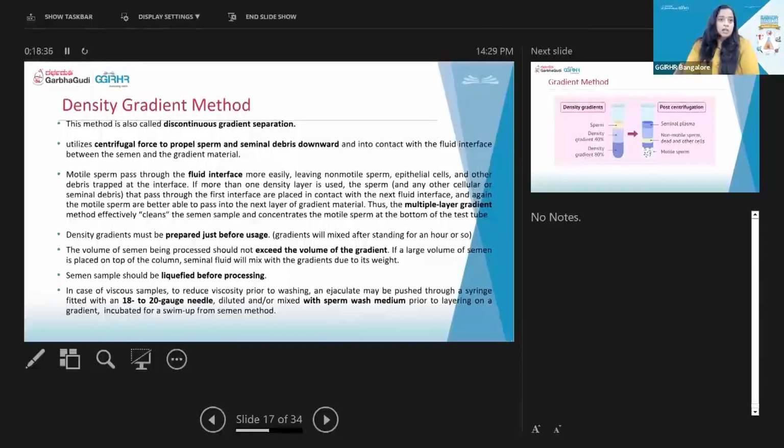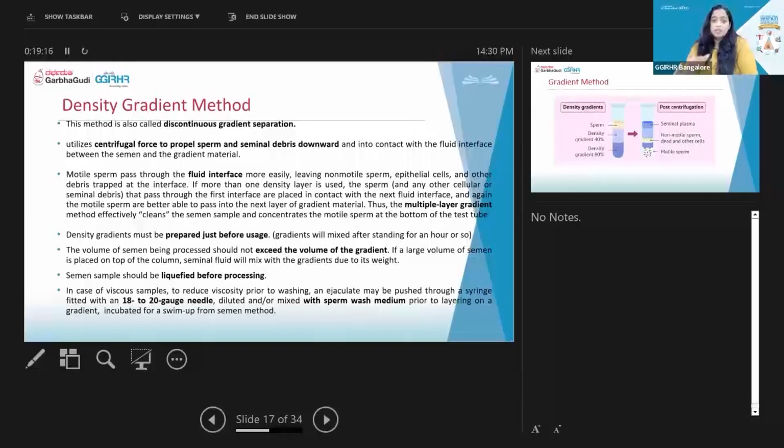And the density gradient, which I said is like 80% and 40%, or 90% and 45%, whichever is being used, has to be prepared about 1 hour or 30 minutes before usage, and you have to keep it warming for 30 minutes. The volume of the semen sample that you layer on the density gradients should not exceed the volume of the total gradient. I'll be showing it in the next image.